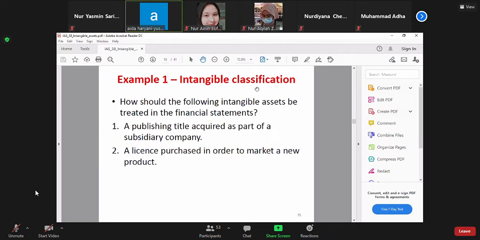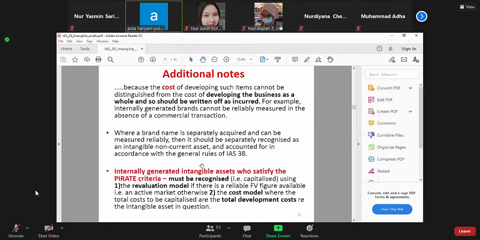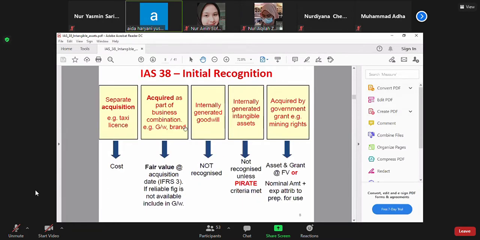Intangible classification. Okay, sebab we are now in the topic part recognizing and classifying. How should the following intangible assets be treated in financial statement? A publishing title acquired as part of a subsidiary company. A license purchased in order to make a new product. So you have to go back to here. Dia falls under kategori yang mana dekat sini to recognize.